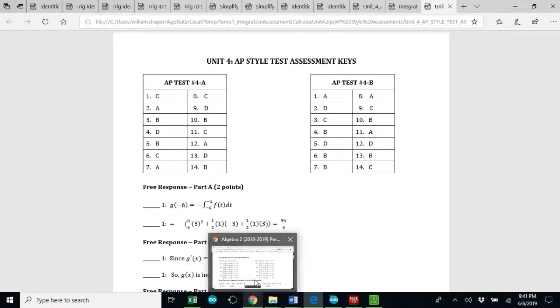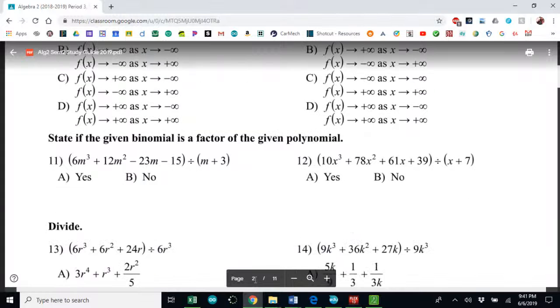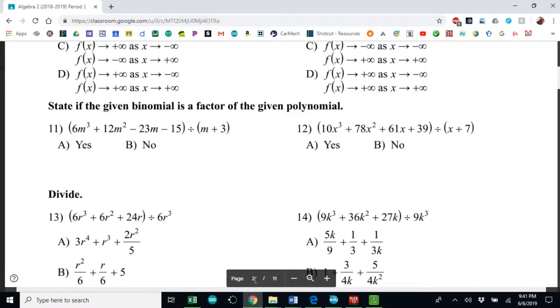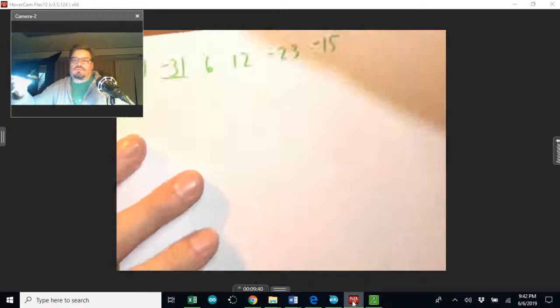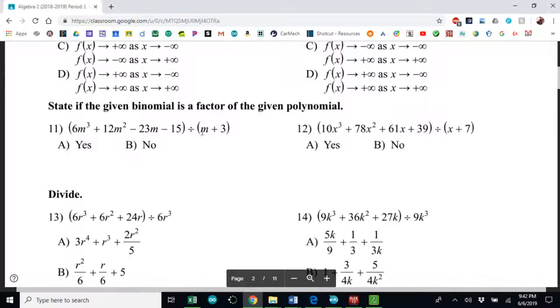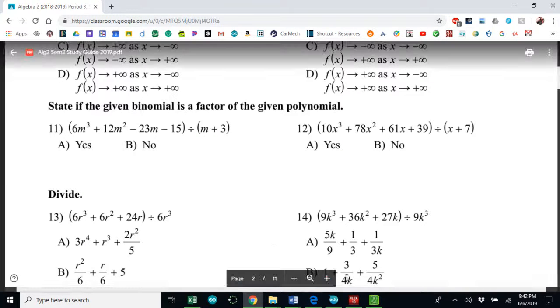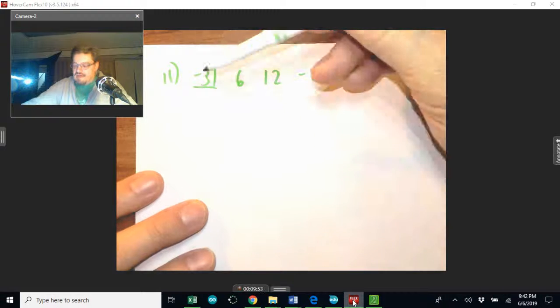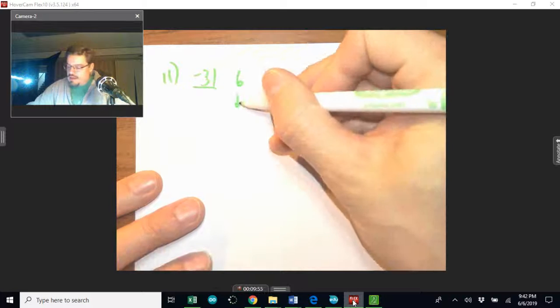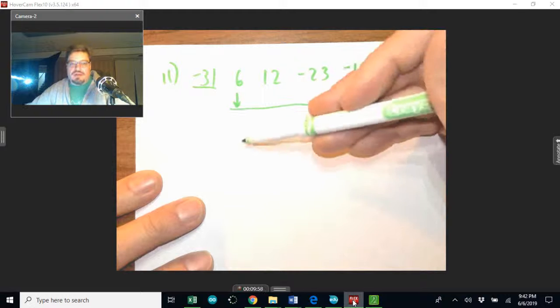Where'd it go? Oh, it's here. Okay, so this guy, number 11. Is it a factor? Well, that means we use the factor theorem. Let me set up my problem. We've got 6, 12, negative 23, negative 15, all in order. To determine whether I use the positive or negative, look at that m plus 3. If it's an m plus 3, that means I have to flip my sign here, because I'm adding going downwards.